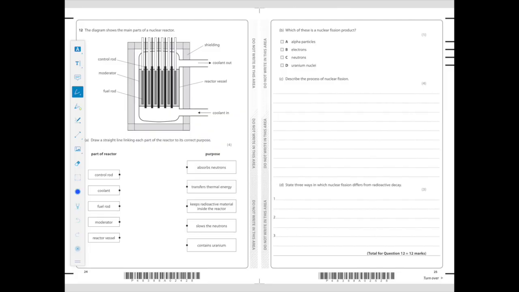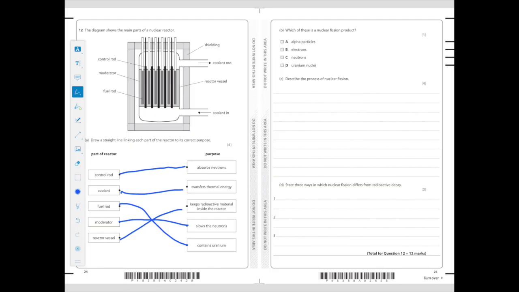So I've already accidentally said what the control rod does, which is that it absorbs neutrons. I'm going to go to fuel rod because that's the next easiest one to answer. Remember that contains uranium. The moderator, I said, decreases kinetic energy, which is the same as slowing them. The reactor vessel keeps radioactive material inside the reactor. That makes sense. So the coolant transfers thermal energy.